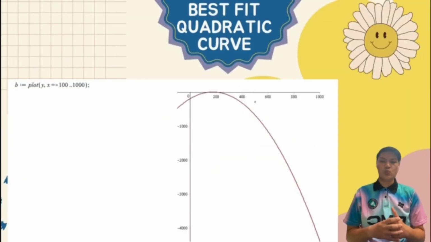Moreover, from that equation, we can find the best fit quadratic curve by using the code plot Y and X, and the interval is from negative 100 until 1000. And this is the image of the graph for the best fit quadratic curve.